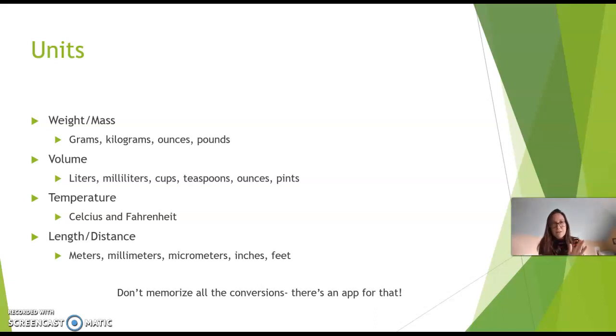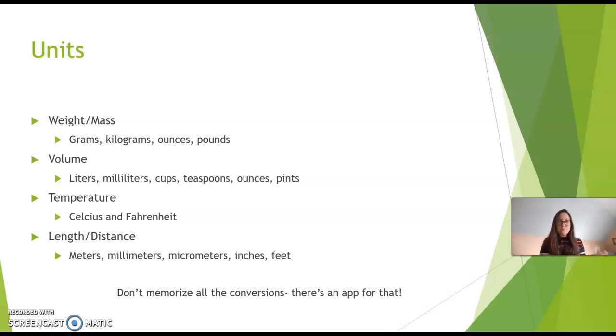Now, don't memorize all the conversions going from, say, meters to feet or grams to pounds. There are apps for that, and so utilize them. You don't look dumb. You look like you're using your resources, let me tell you. Occasionally, there will be some unit conversions going from one to the other that you use a lot. And so those might just stick in your memory and they might be helpful to memorize.